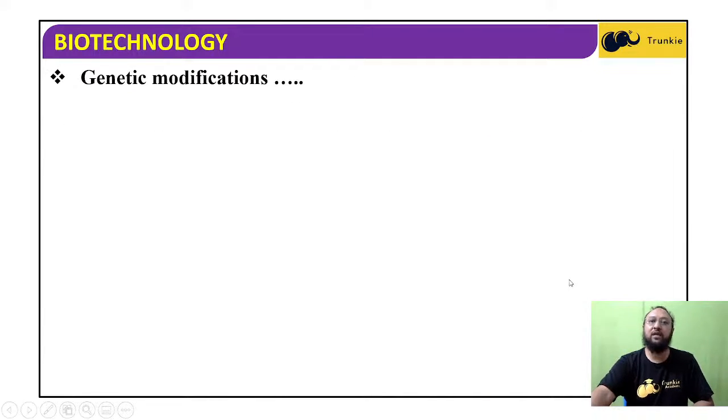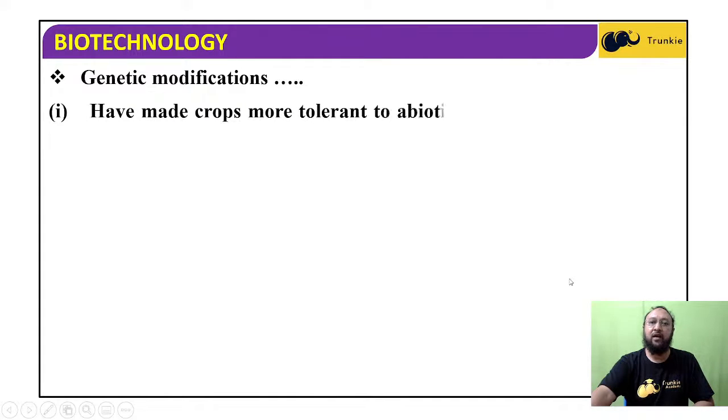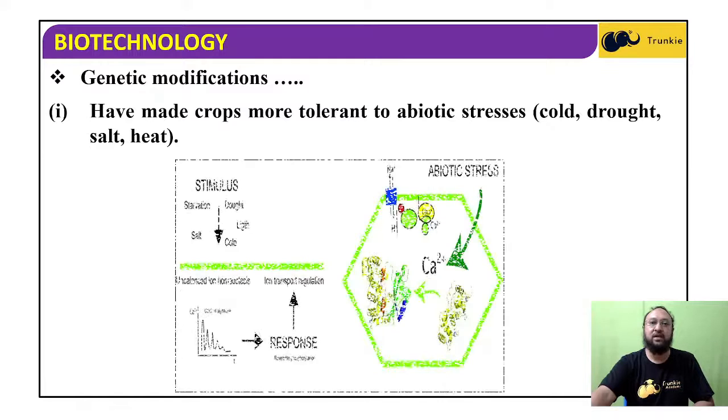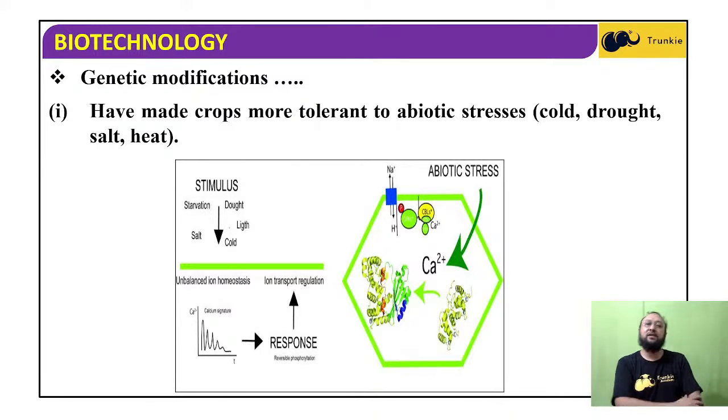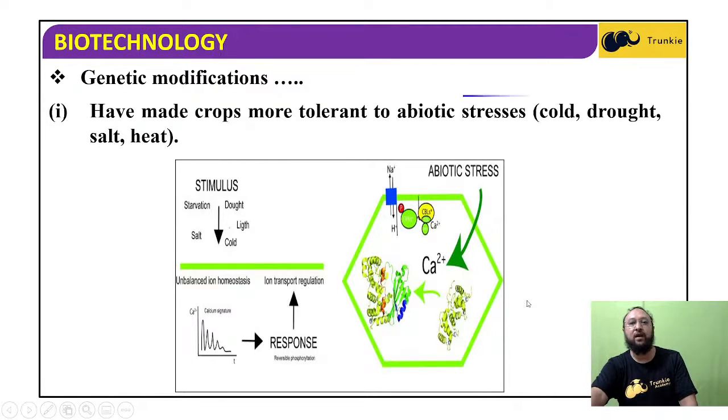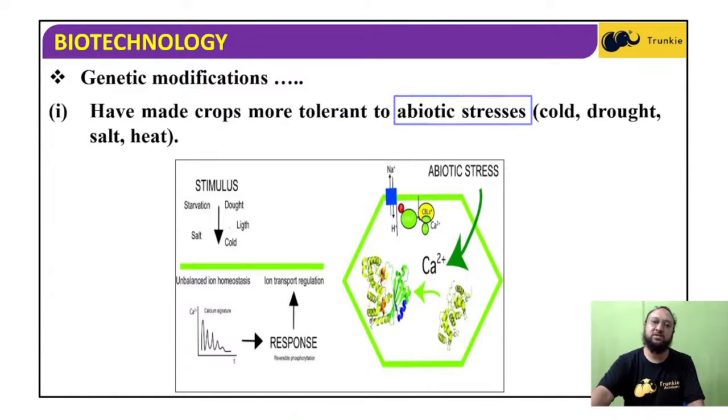Another is that genetic modifications have made crops more tolerant to abiotic stress like cold, drought, salt, and heat, and that is the reason the produce is good. That is the advantage we get. So they are growing well, even in the presence of abiotic stress.